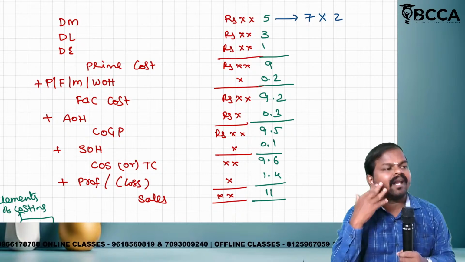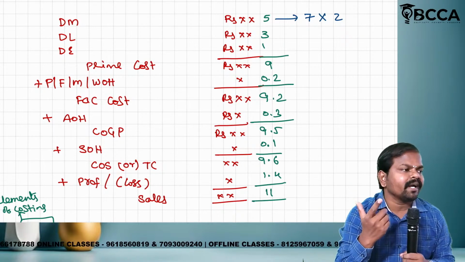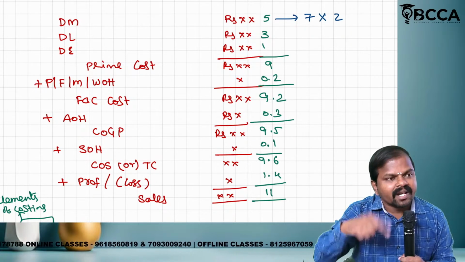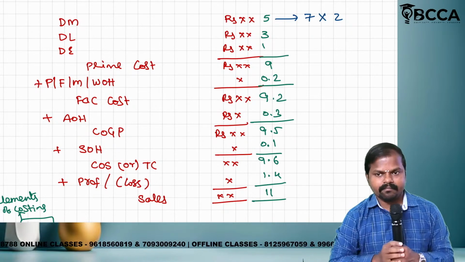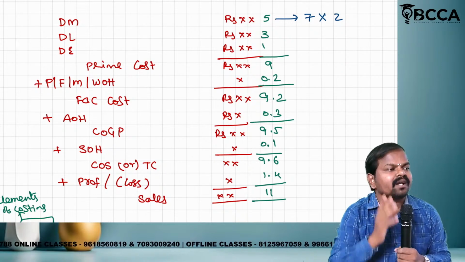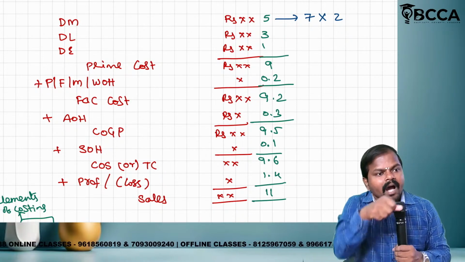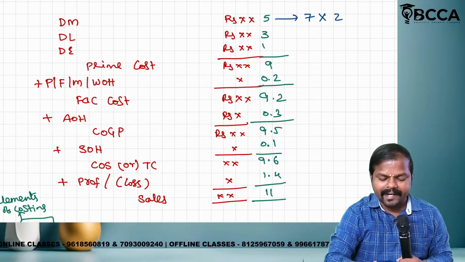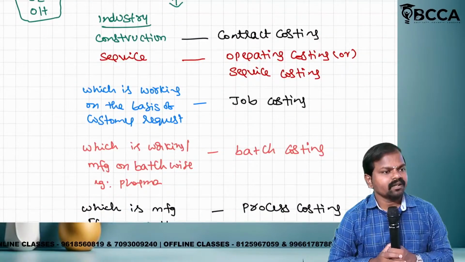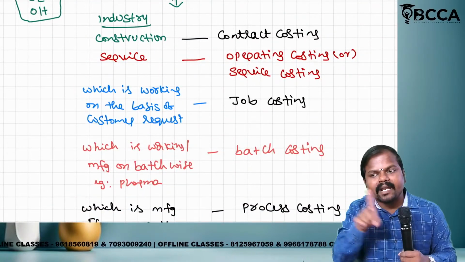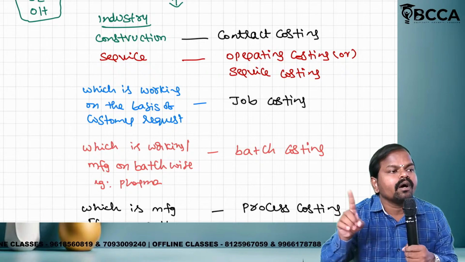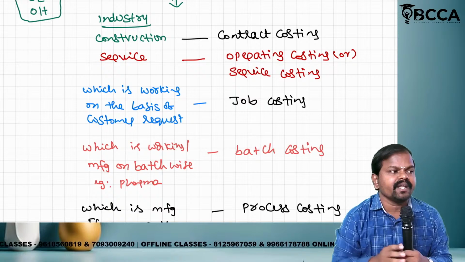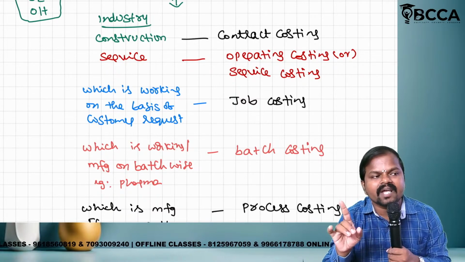To get knowledge, marks are secondary. Knowledge is most important. Why? Because after completion of CMA, your professional life is carried on based on costing only. That is the reason we are going based on knowledge. Elements of costing knowledge applicable to various industries is called methods of costing. I already told this in the previous class. Clear? My elements of costing knowledge applicable to the construction industry is called contract costing. If my knowledge is applicable to the service industry, it is called operating costing or service costing.